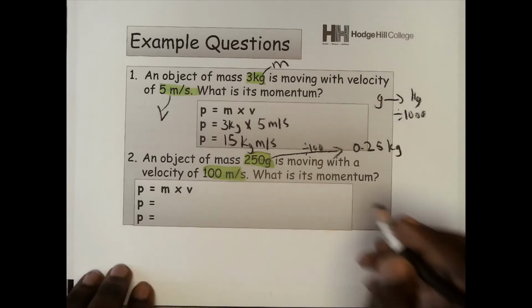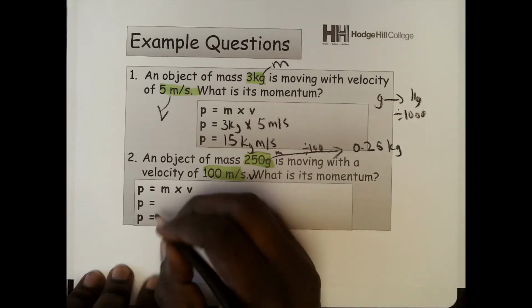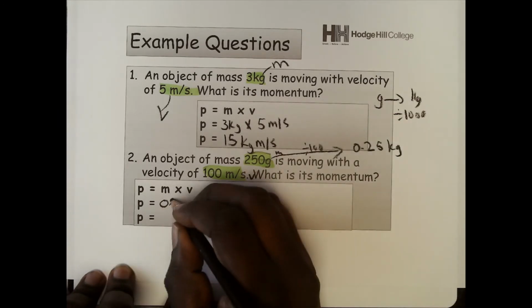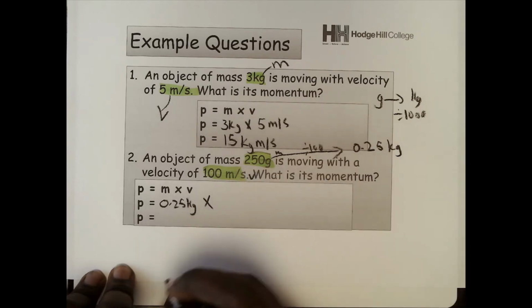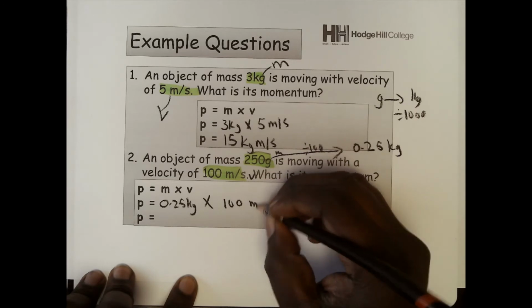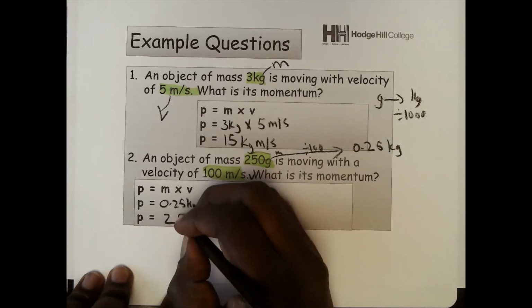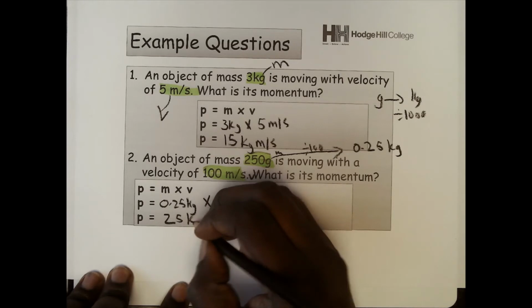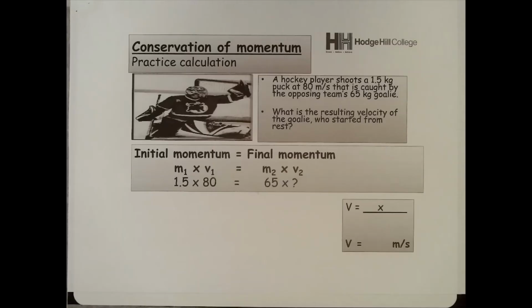And we already know its velocity. So we substitute, so that's 0.25 kilograms multiplied by 100 meters per second. And when we work this out, we are going to get simply 25 kilogram meters per second.